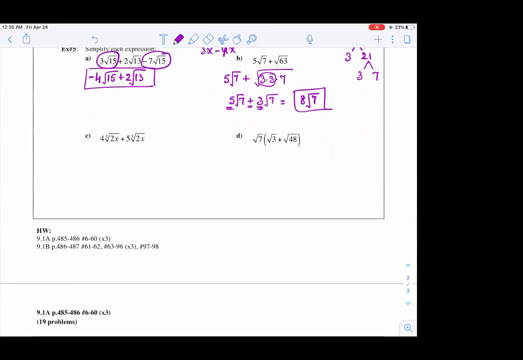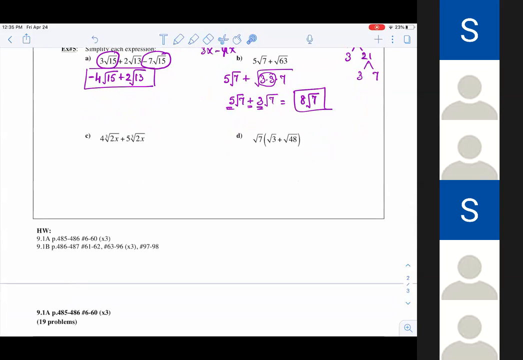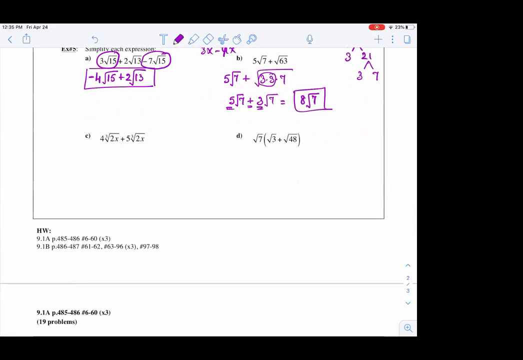First, you have to check whether they are like radicals. Yeah, they are like radicals because they have the same index, 3 and 3, and the same radicand, 2x and 2x. So in that case, you just add the coefficients. 4 plus 5 is 9. Cube root of 2x. 9 cube root of 2x. All right?